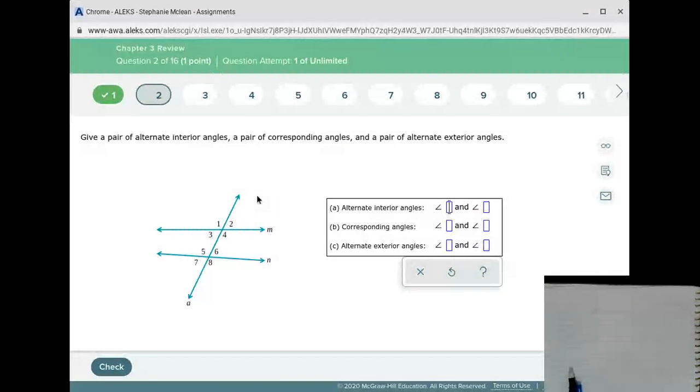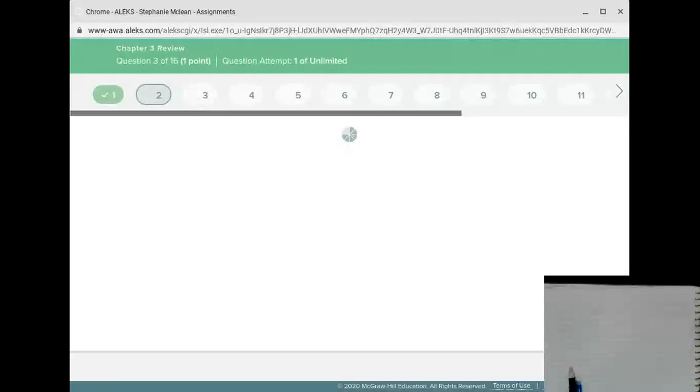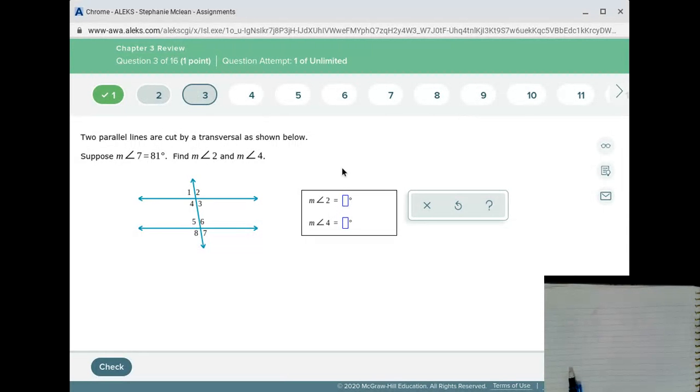This problem is exactly like the last one that I just did, so I'm going to go ahead and skip it and move on to problem 3. Two parallel lines are cut by a transversal as shown below. Suppose the measure of angle 7 is 81 degrees. So there's angle 7, they tell us it's 81 degrees. I need to know the measure of angle 2 and the measure of angle 4. So here's 7, and angle 2 is there.